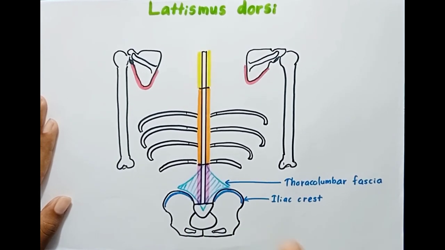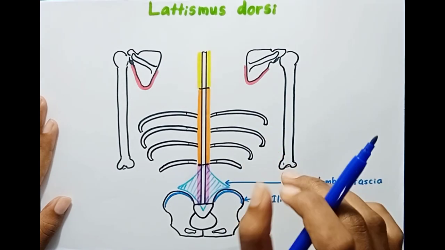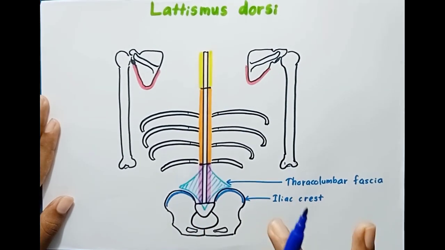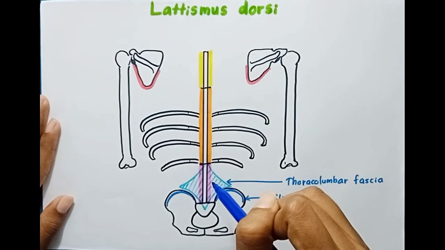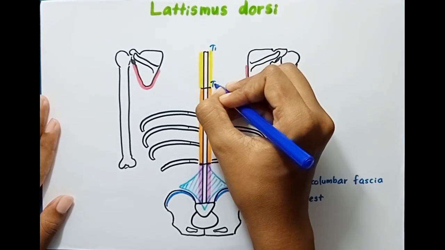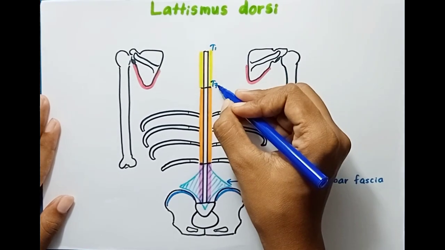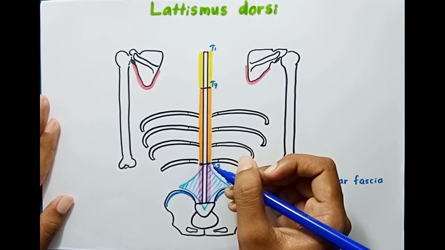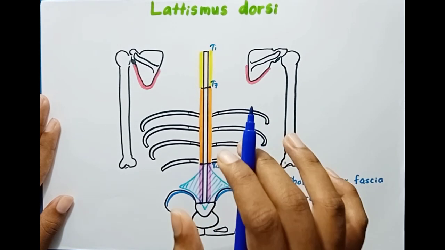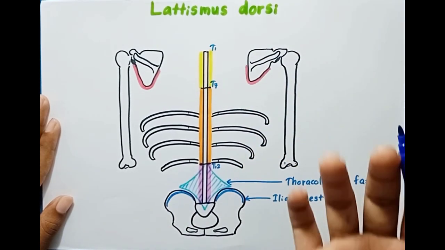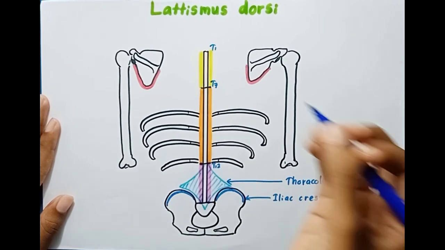So the next attachment is spines of lower 6 thoracic vertebrae. That means from T7 to T12. Here these are the T1 to T7 vertebrae, and from T7 to T12 you can see it here. So the spines of lower 6 thoracic vertebrae, that means from T7 to T12 are the next proximal attachment. So I will write it here.